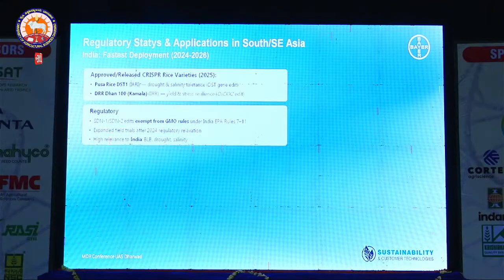On the regulatory part, SDN1 and SDN2 edits are exempt from GMO rules under the Environment Protection Act rules of 1989, so we should always keep thinking about the advancements, and after 2024 regulatory relaxation we can expand field trials and tackle site-specific and target-specific problems with high relevance to India, such as BLB, drought and salinity. Thank you, sir.